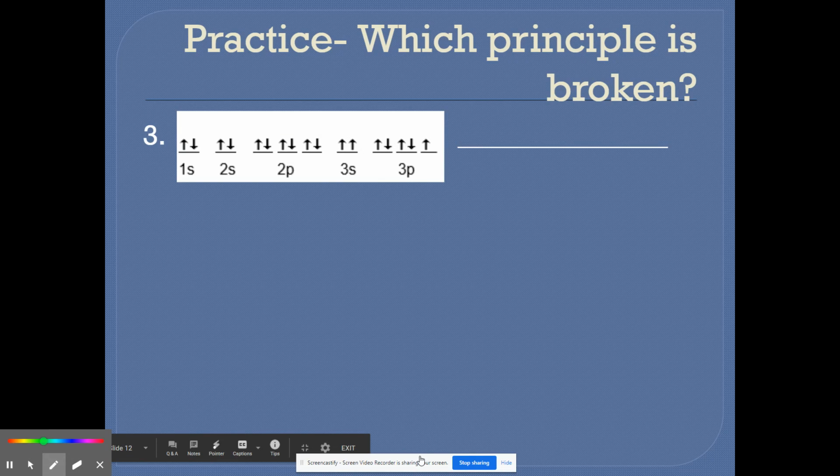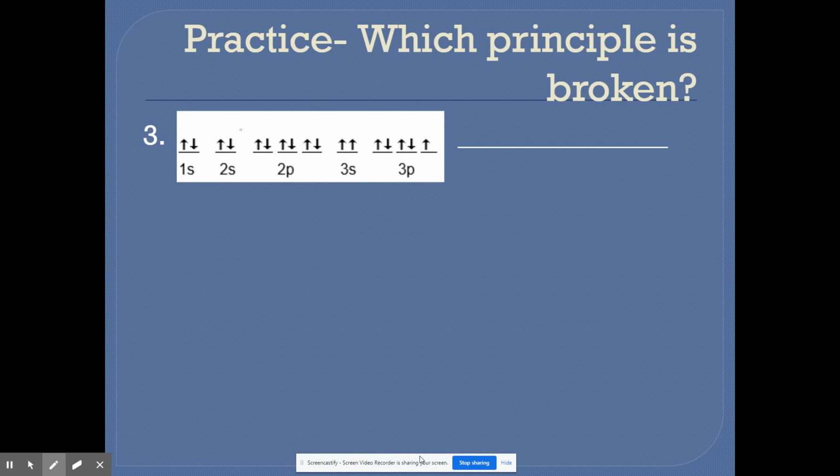Number 3, we have 1s, up, down, 2s, up, down, 2p, up, down, up, down, up, down. Then 3s, they're both going down. So this should be they're both going up. The second one should be going down. And that is our last rule, Pauli's rule, where they should have opposite spins.